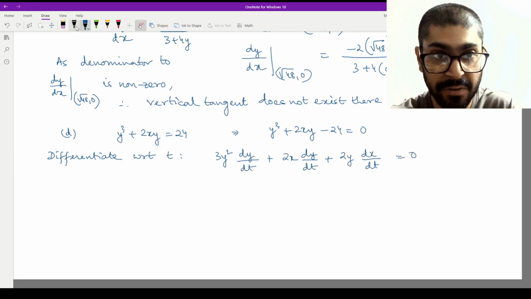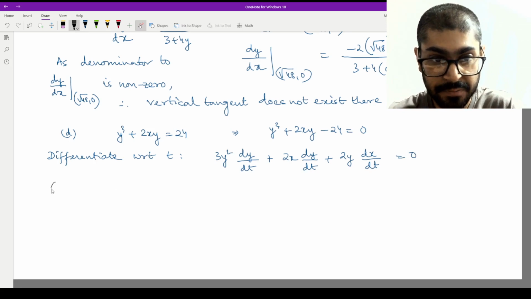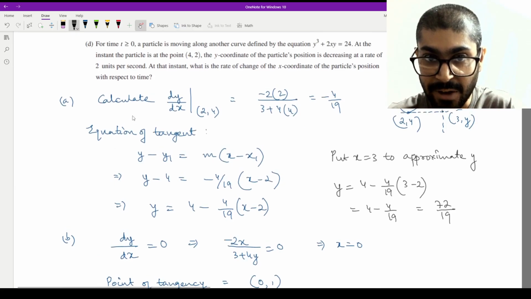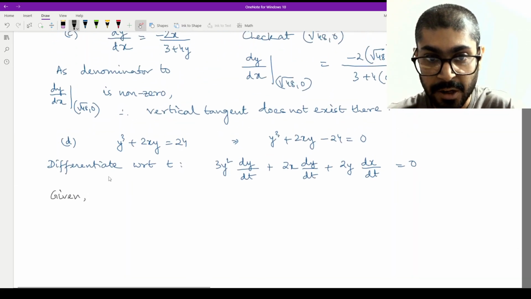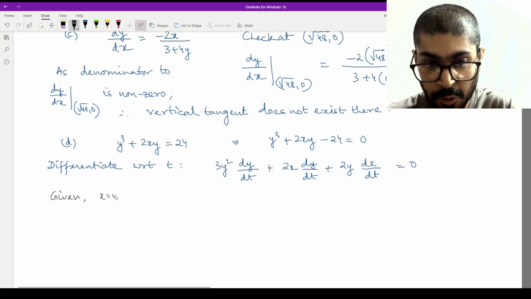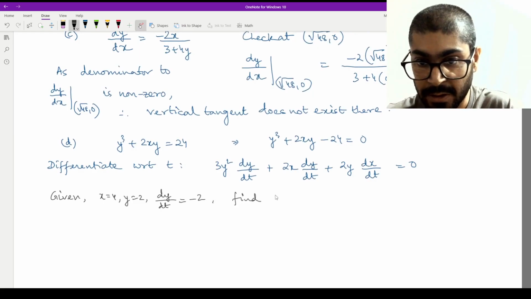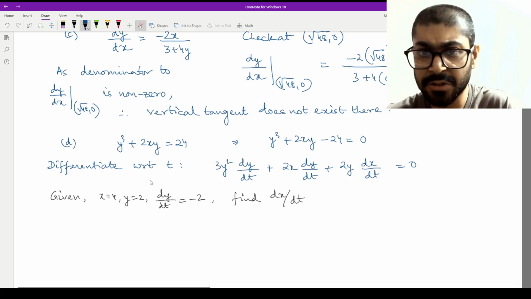Alright, now what are we given? The coordinate is given to be (4, 2), right? So x equal to 4, y equal to 2, dy/dt is given to be minus 2. We have to find dx/dt. That is the question, right? Substitute the values, you should get your answer.